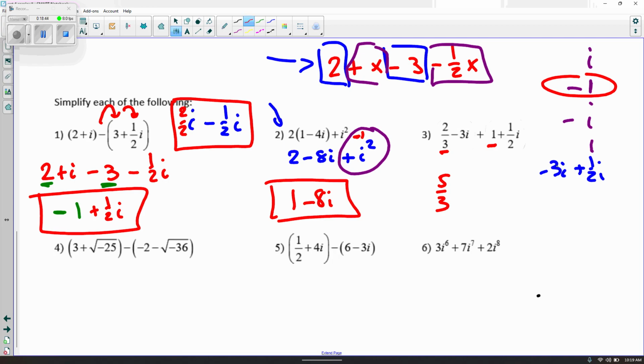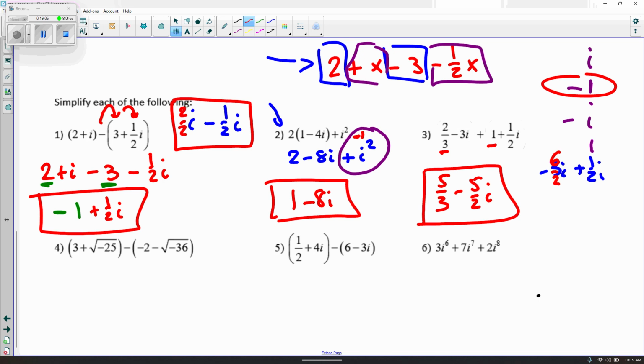I got to make that a what? The whole into 6 halves. So I can get minus 5 over 2i. That is your final answer for number 3. Questions?